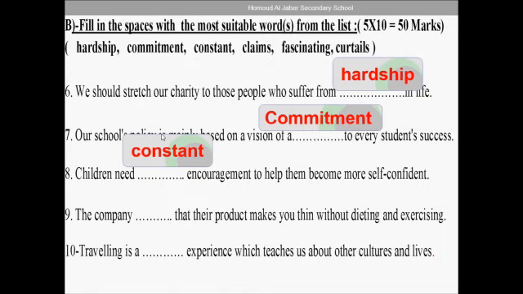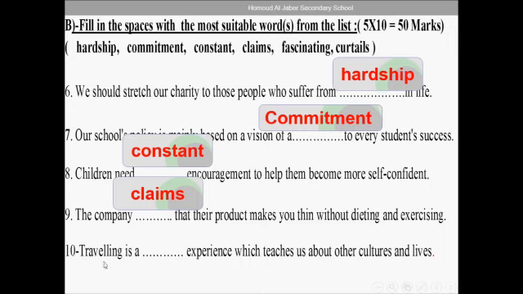Okay. Question number 9. The company spaced that their product makes you thin without dieting and exercising. The company here claims تدعي، الشركة تدعي أن منتجاتها سوف تجعلك تنحف بدون أي تمرين وبدون أي أنظمة غذائية.